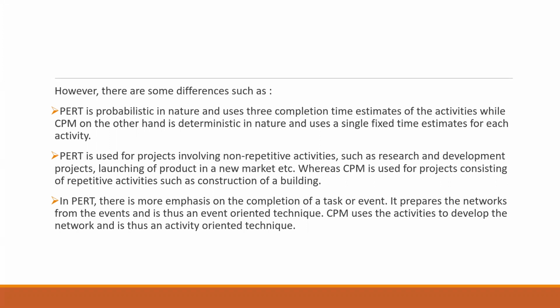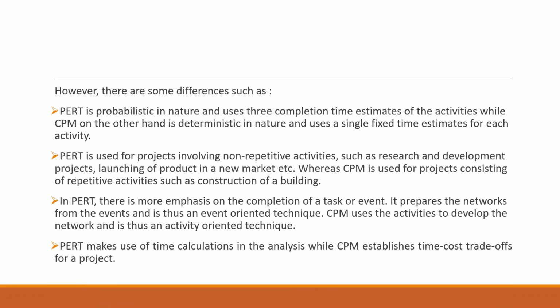And the last one: PERT makes use of only the time calculations in the analysis. While CPM establishes time-cost trade-offs for a project. So you'll find lots of variance and standard deviation calculations when we do PERT. You can use the technique to draw the network diagram and try to find out the critical path and the total duration for the given project.